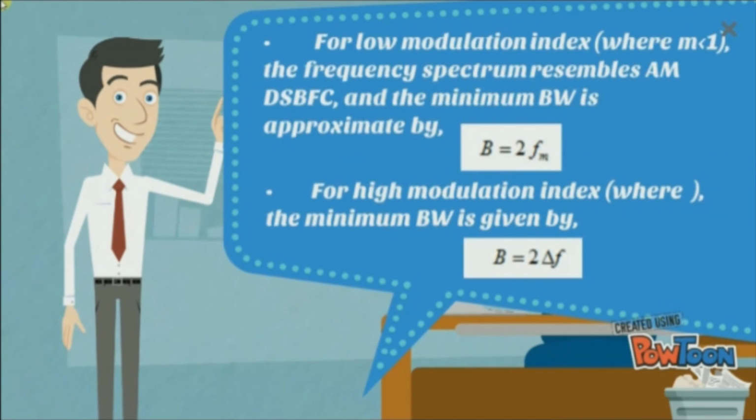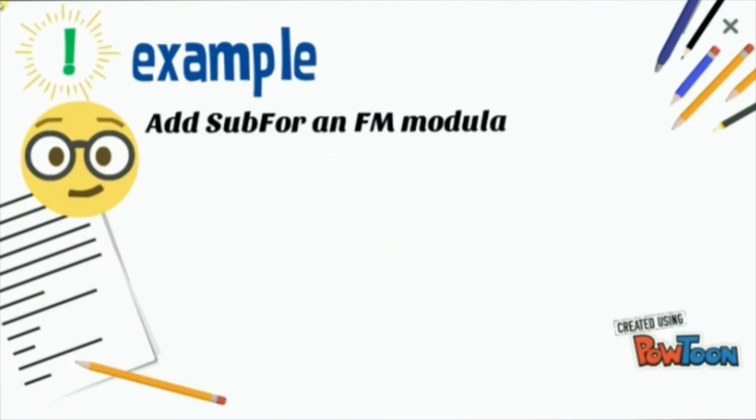For a low modulation index, where m is smaller than 1, the frequency spectrum resembles angle modulation double sidebands full carrier, and the minimum bandwidth is approximated by B equal to 2 times Fm. For a high modulation index, where m is more than or equal to 1, the minimum bandwidth is given by B equal to 2 times delta F. Let's do an example over here.